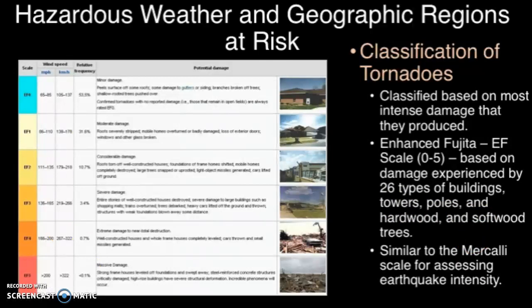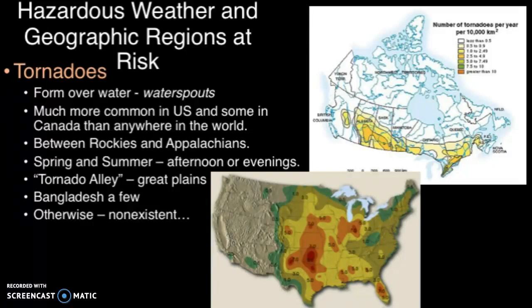Okay? So the occurrence of tornadoes itself happens mostly just in North America. Pretty much anywhere else on the planet, we barely see them. A few of them happen in Bangladesh, which is next to India to the east of it. But apart from that, we don't see tornadoes pretty much anywhere, which is interesting.